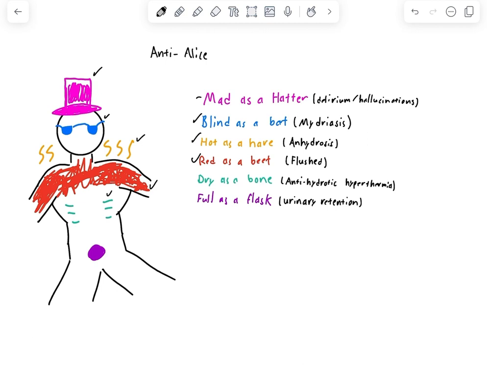Moving on to the green here, this is supposed to represent someone whose ribs are visible, but this is going to be dry as a bone. So if you remember, we discussed hot as a hare, anhidrosis, they're not sweating. They will experience anhidrotic hyperthermia. They will become very warm.